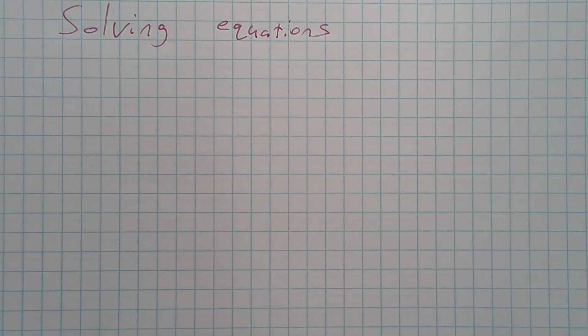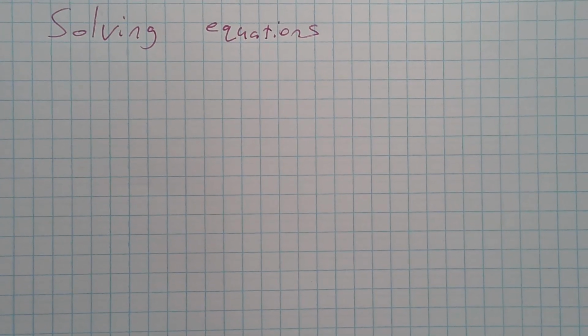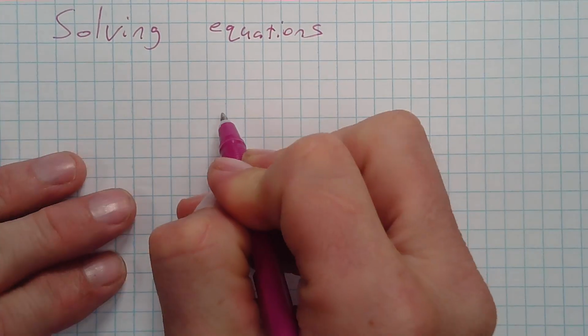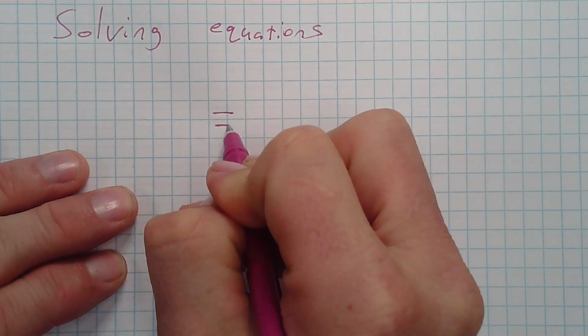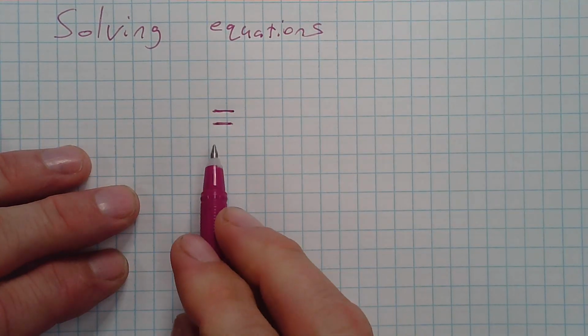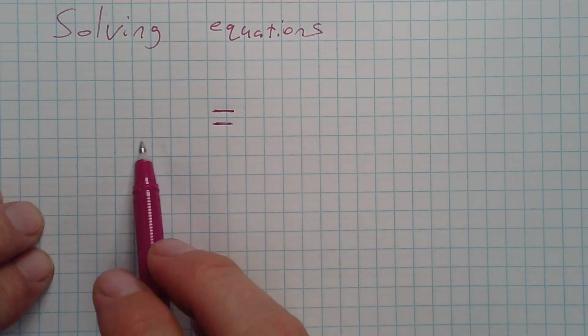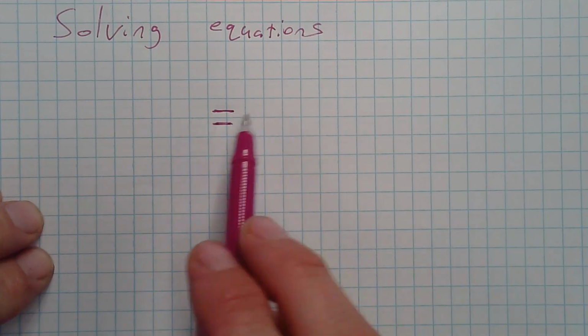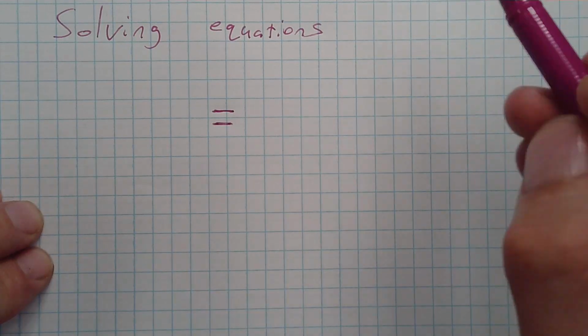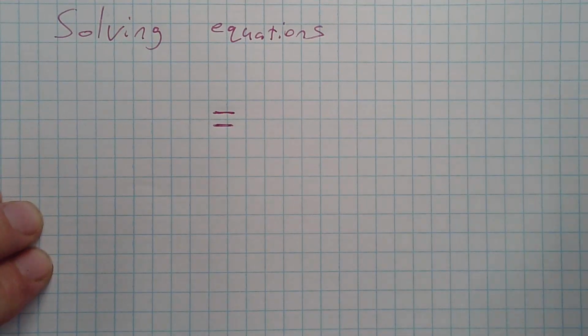All right, so in order to solve an equation, you have to understand what an equation is and the parts of an equation. An equation is a mathematical statement saying that two things are equal, with an equal sign. The two things on either side of the equal sign are expressions.